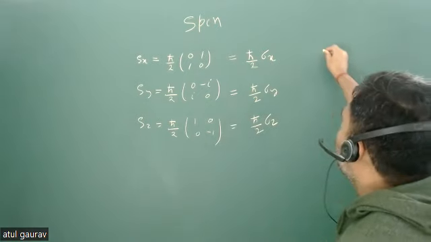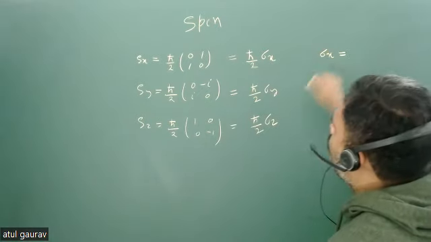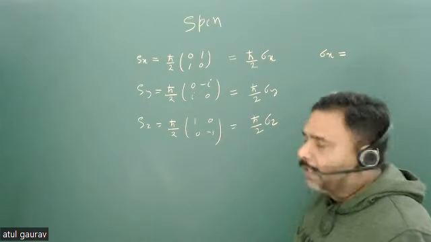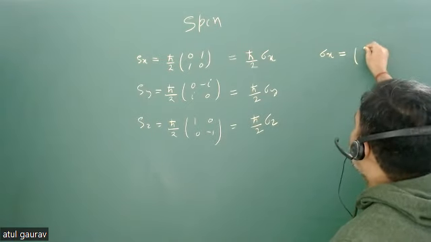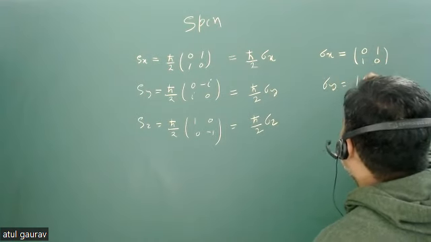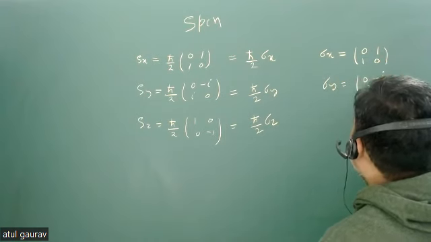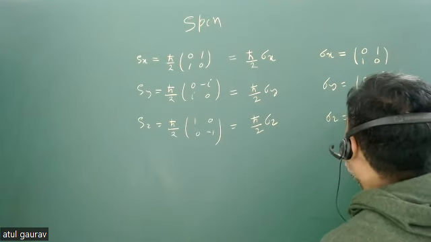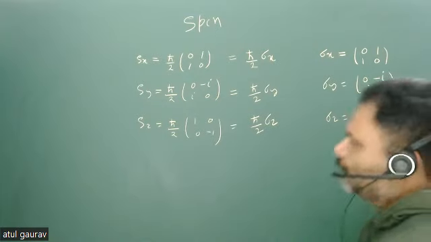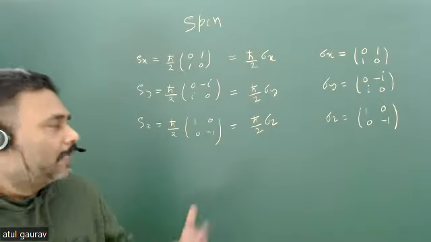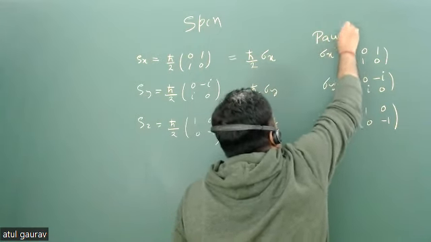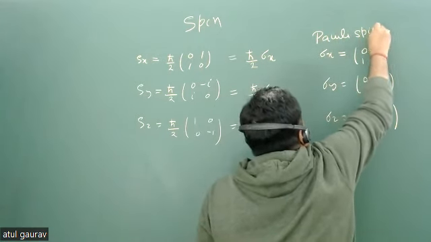These three matrices are very popular and are identified as the Pauli spin matrices for a spin half particle. So this is sigma x, which is 0 1 1 0. This is sigma y, which is 0 minus i, i 0, and sigma z is 1 0 0 minus 1. So these are three operators, or three matrices, which are popularly known as the Pauli spin matrices.